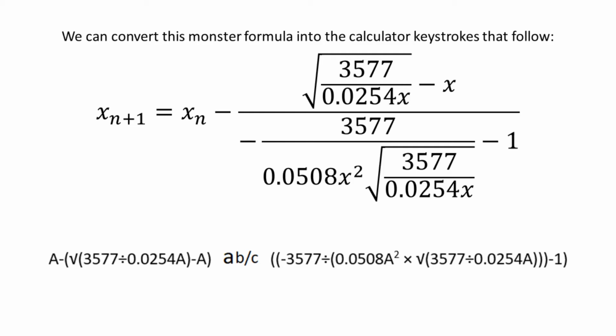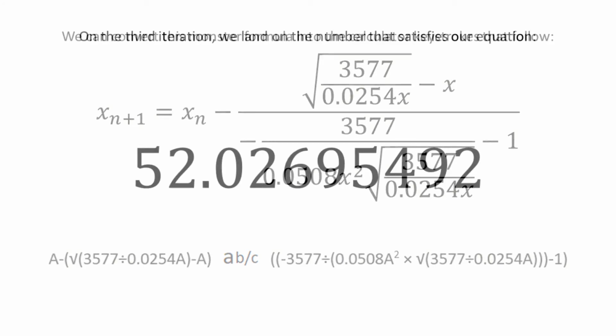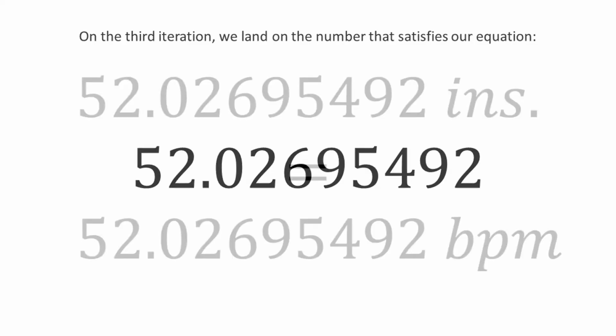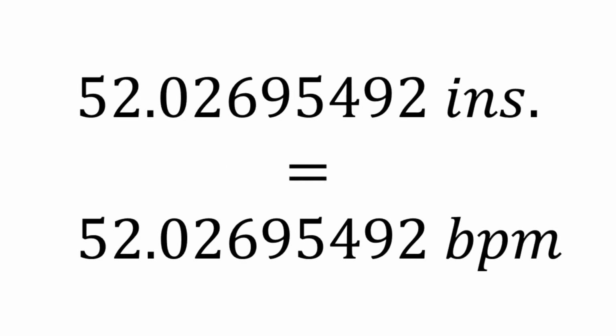But be that as it may, on the third iteration, we land on a number that satisfies our equation because the second and third matched, which means we're getting closer and closer to that many digits. So in the end, we come up with 52.0269542 inches equals 52.0269542 beats per minute. And that's how that's done. Hope you enjoyed it.